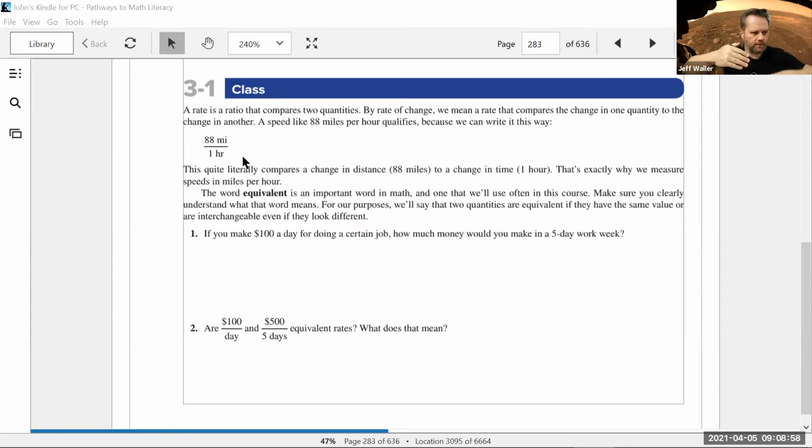Okay, I like it. All right. So if you make $100 a day for doing a certain job, how much money would you make in a 5-day work week? Now, I guess we're assuming no taxes. I guess this is under the table. I don't know.